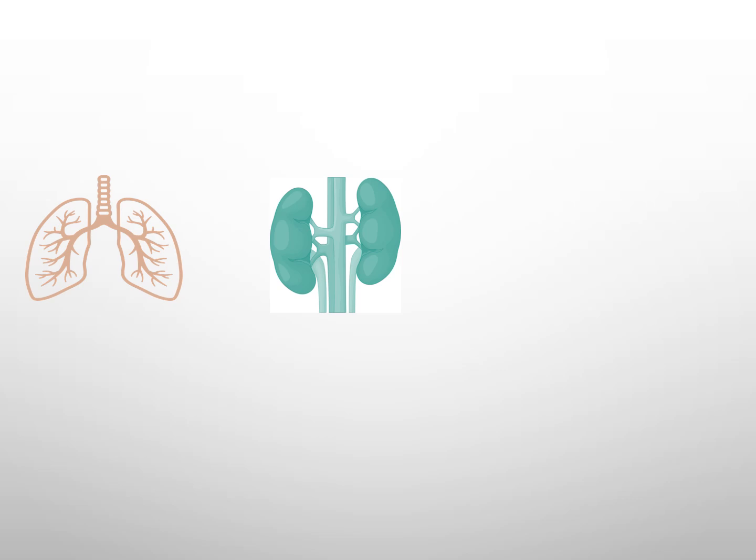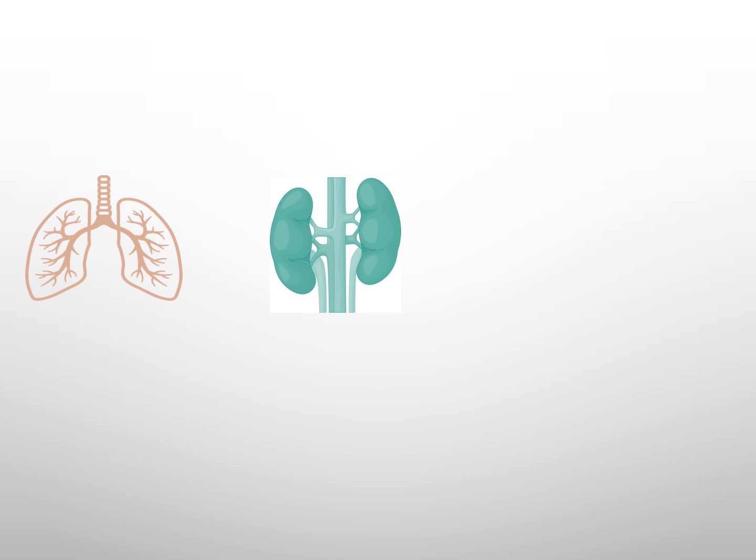ABG, or arterial blood gases, is a blood test that measures the level of oxygen and carbon dioxide in the blood, as well as the blood's acidity and other parameters to evaluate respiratory and metabolic function. The lungs regulate carbon dioxide while the kidneys manage bicarbonate levels.